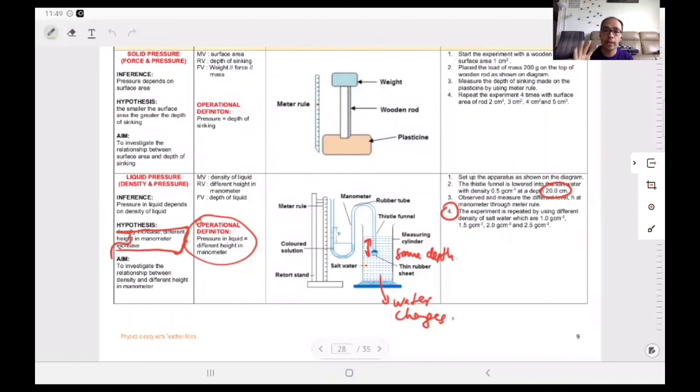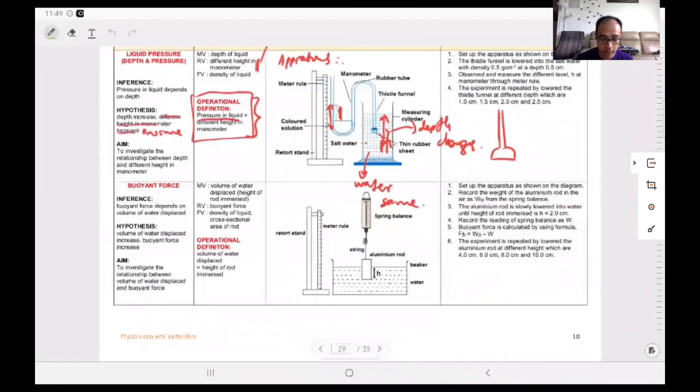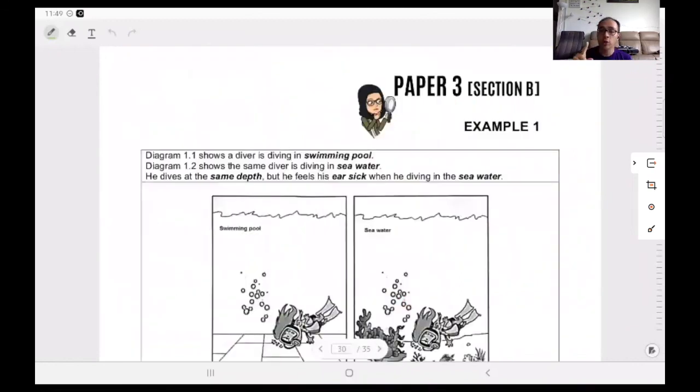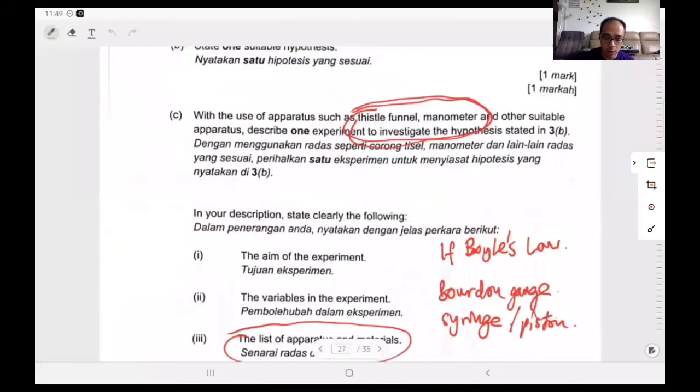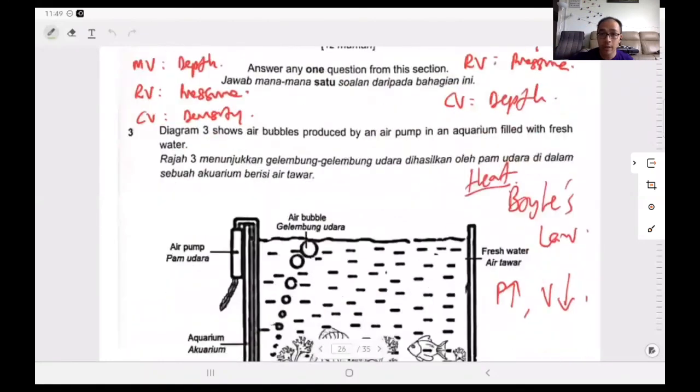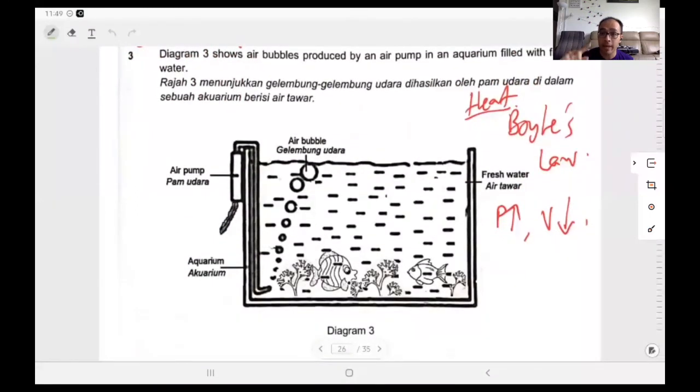So yeah, that's the experiment for chapter 3 that I want to focus on for today. I think I just want to end this by showing you the type of situation for density and depth. So just now what we saw was density and pressure. Just now the situation we saw, this one, is for depth and pressure.